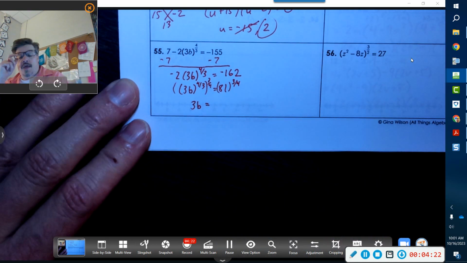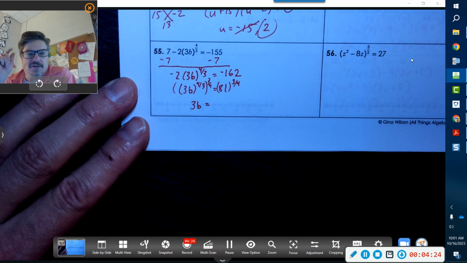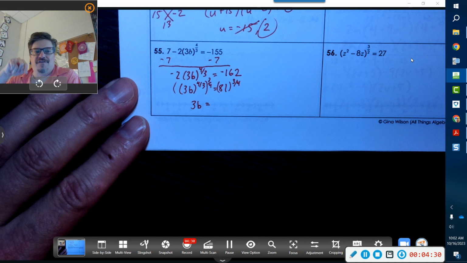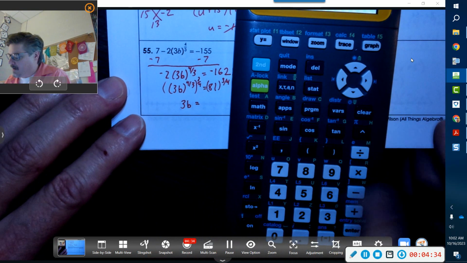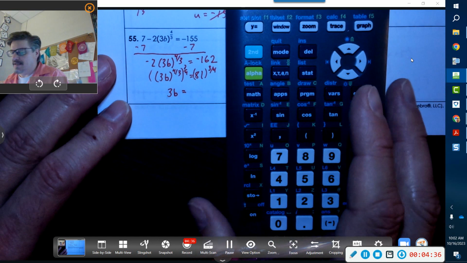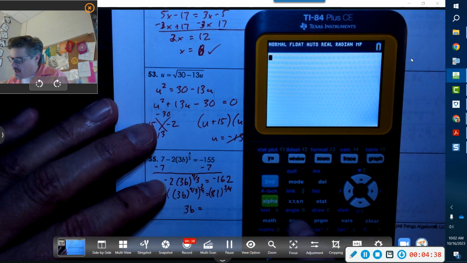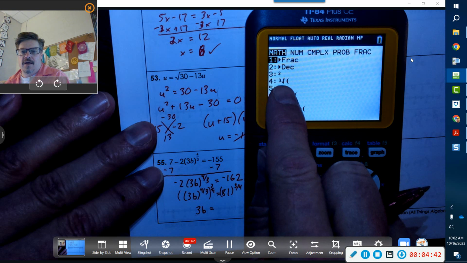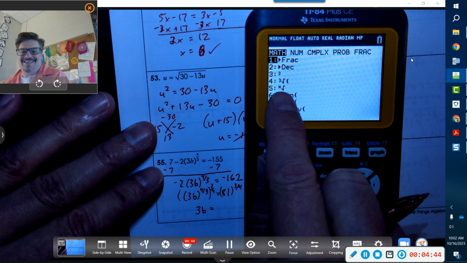Okay, now let's shrink. Let's do this in our heads. 81, what to the 4th power gives you 81? We're going to take the 4th root of 81. Now in the calculator, let me show you, you can do that. You can take the 4th root. If you hit the math button here, you'll notice that you have a 3rd root, and then you've got this guy as an x.